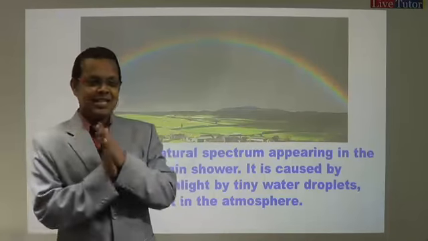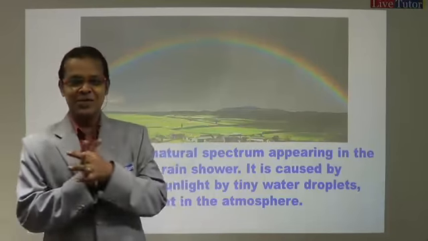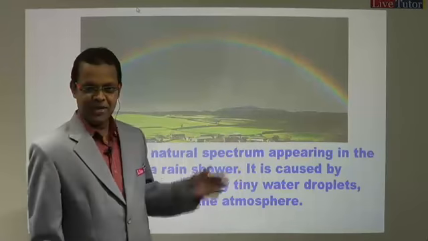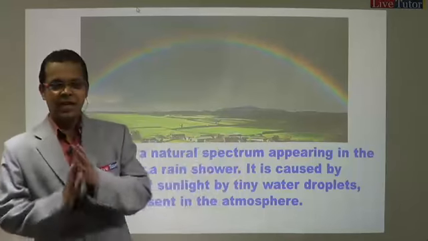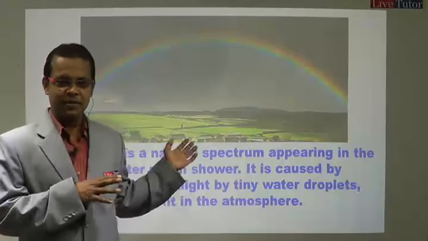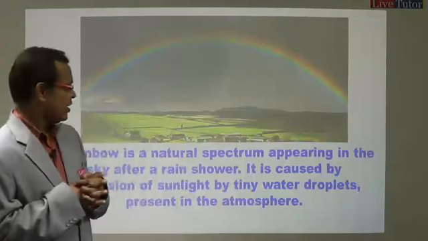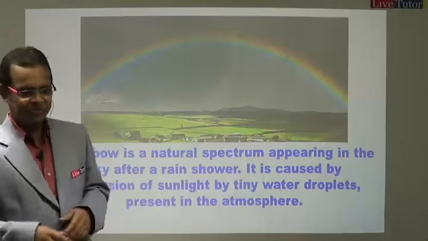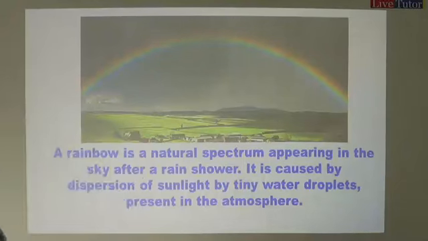I think in the last class we stopped up to this rainbow, isn't it? Yeah, we will continue with that. So this rainbow is nothing but a natural spectrum. Why do we say it is a natural spectrum? Can you tell me?